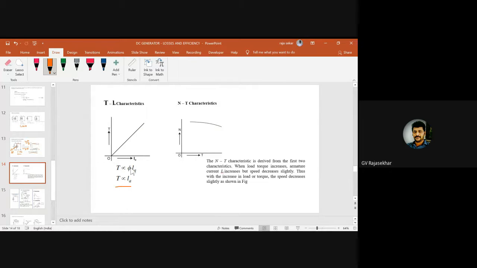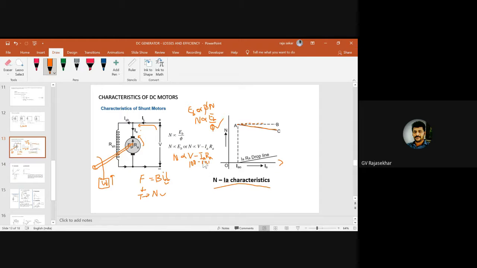If phi is constant, this is a linear relationship. There is a linear relationship between T and IA, so it is a straight line passing through the origin. So this is very clear: when IA is increasing, torque is increasing in the same proportion. Now, torque and speed.